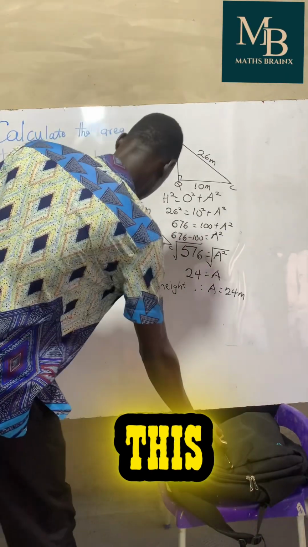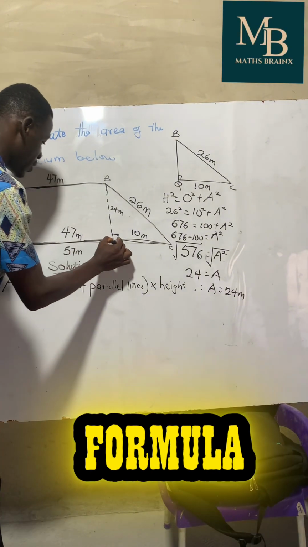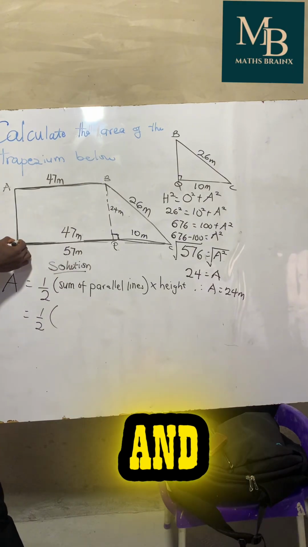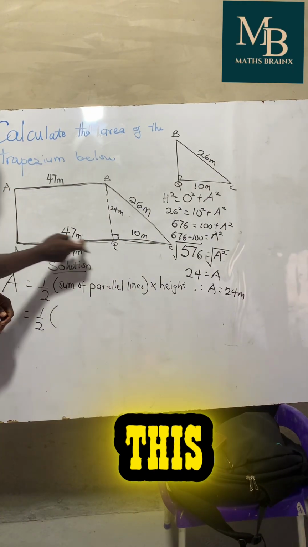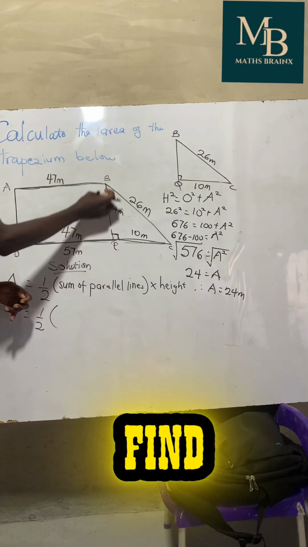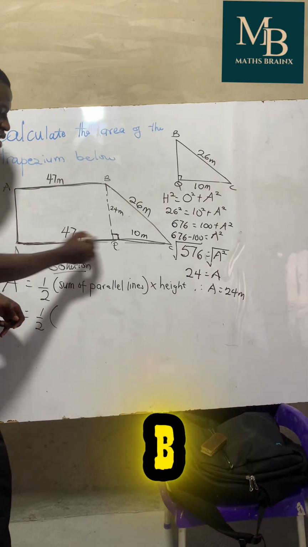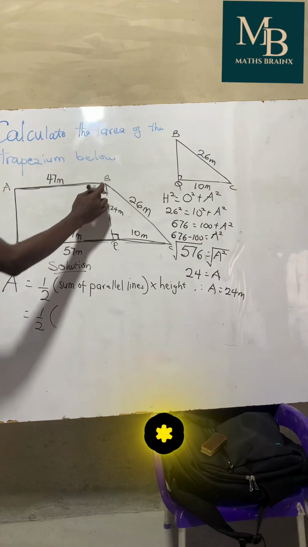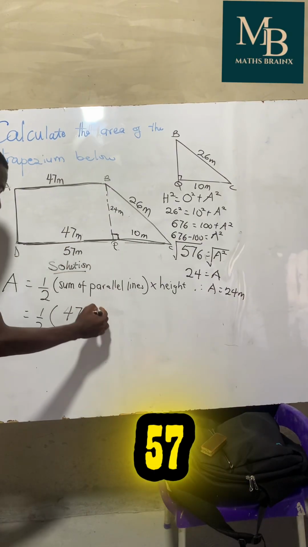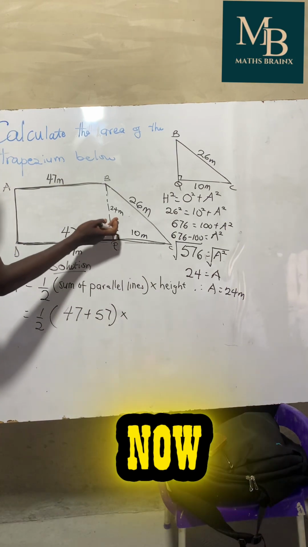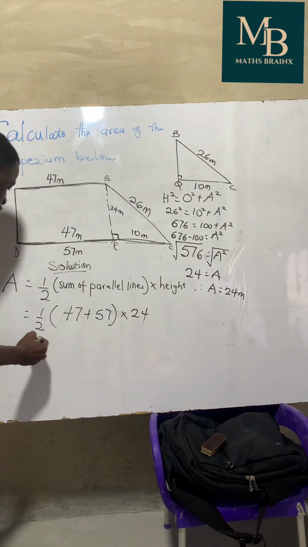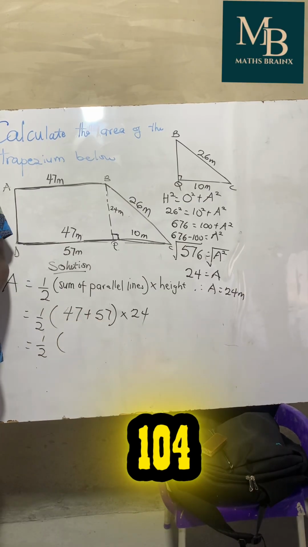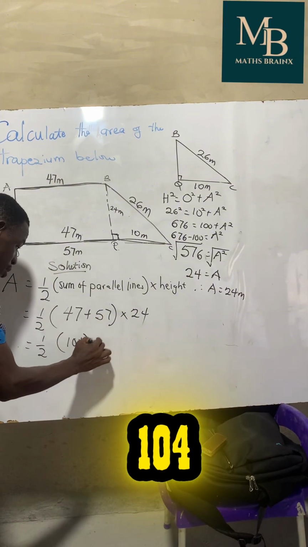Alright, so let's do this. Coming back to our formula, we are going to get 1 over 2 times the parallel sides, which as we indicated were AB and DC. Please don't get confused with BQ. We only divided the shape into 2 to help us find the height. The longer parallel side, DC, is 57 meters. This gives us 1 over 2 times 47 plus 57, times the height, which is now given as 24. So 47 plus 57 is equal to 104, times 24.